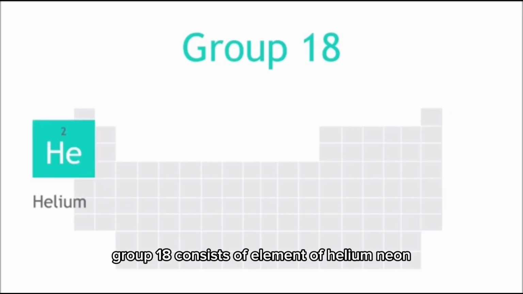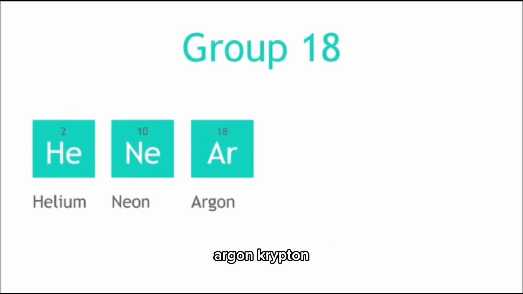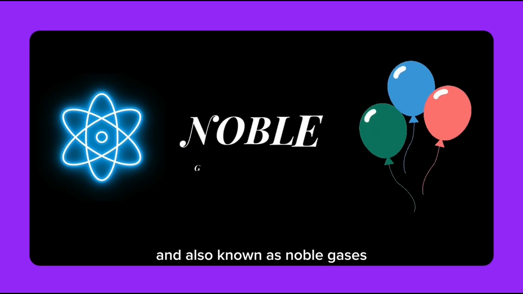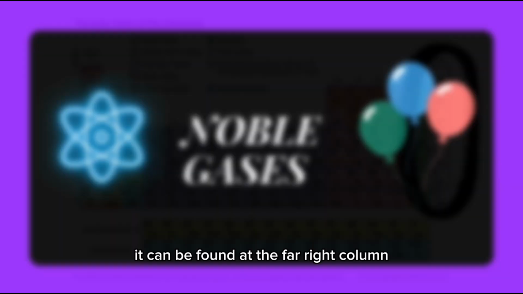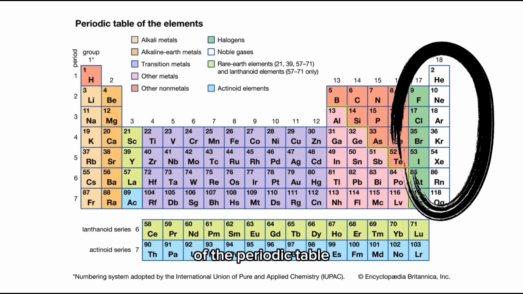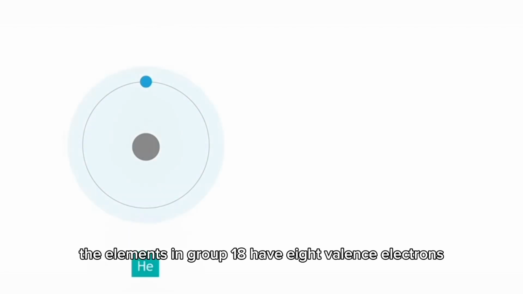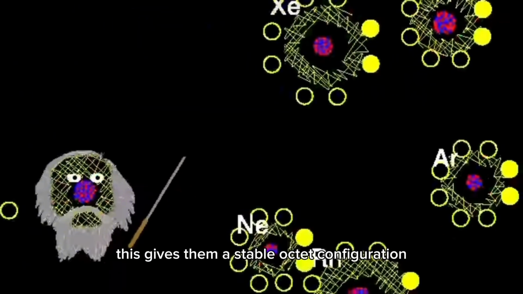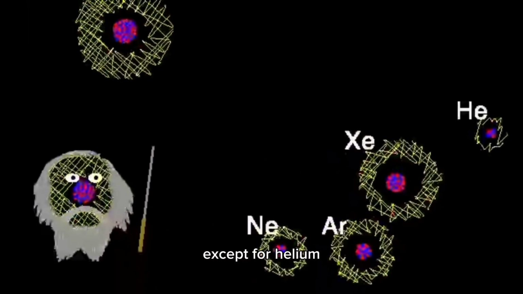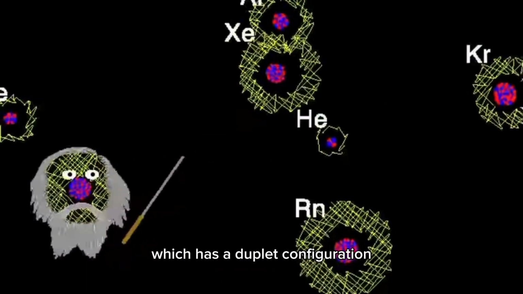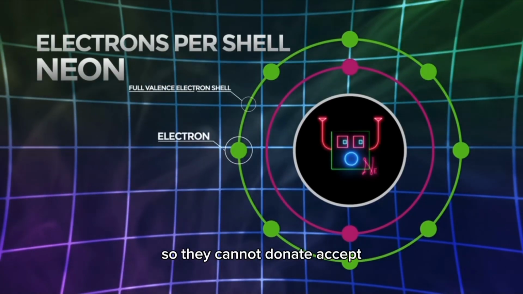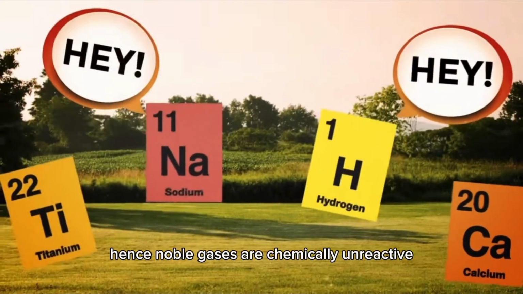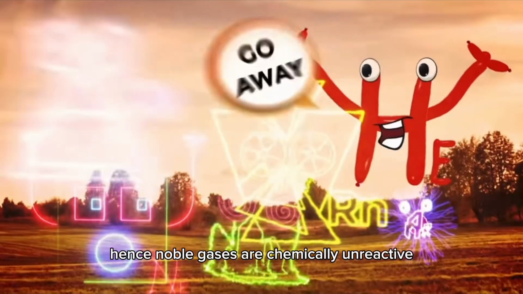Group 18 consists of the elements helium, neon, argon, krypton, xenon, and radon, also known as noble gases. They can be found at the far right column of the periodic table. The elements in Group 18 have 8 valence electrons, except for helium. This gives them a stable octet configuration, except for helium, which has a duplet configuration, so they cannot donate, accept, or share electrons with the atoms of other elements. Hence, noble gases are chemically unreactive.